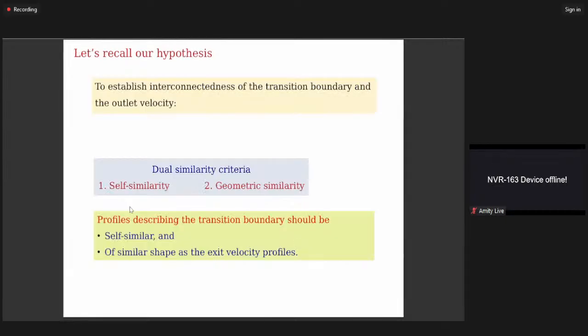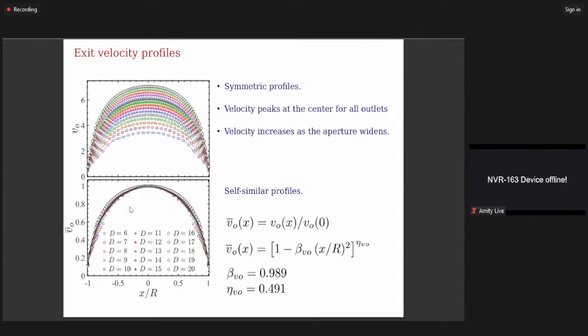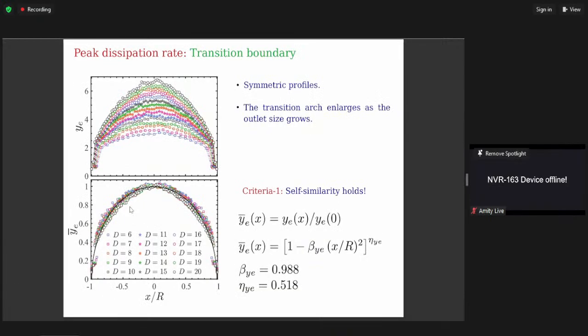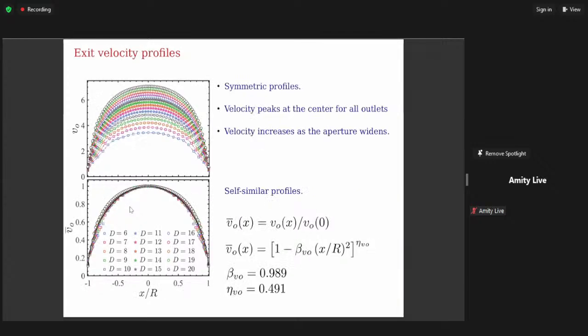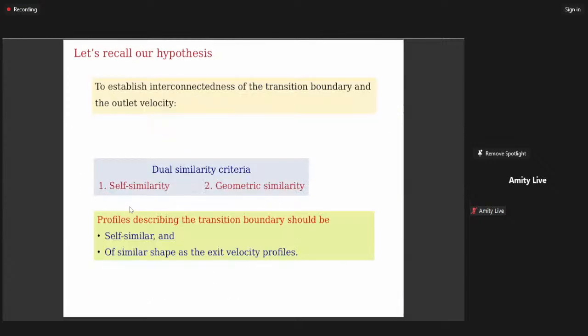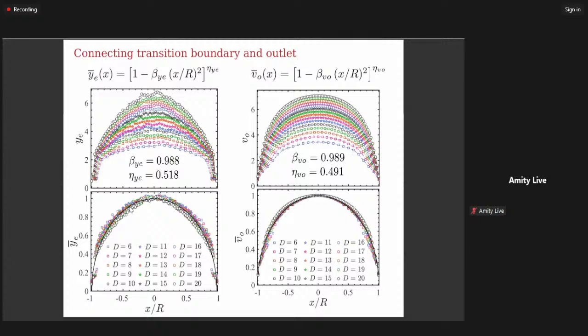So let us recall our hypothesis. What was the hypothesis? I hypothesized that if I need to connect the outlet velocity and the transition boundary, there has to be self-similarity and they have to be geometrically similar, right? Self-similarity we have seen. Both are essentially self-similar, looking at the transition boundary and looking at the velocity here. So one is fixed, that they are both self-similar. Another is looking at their profile shape.